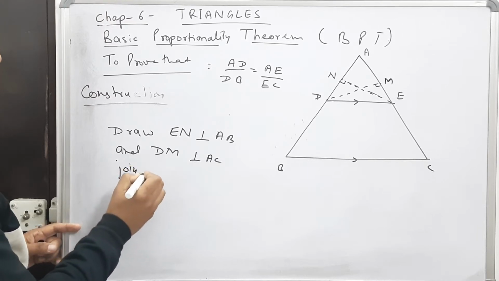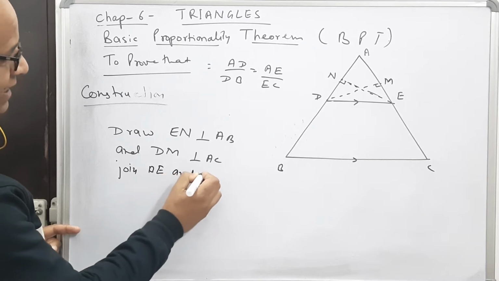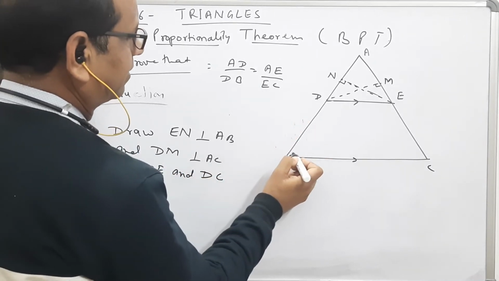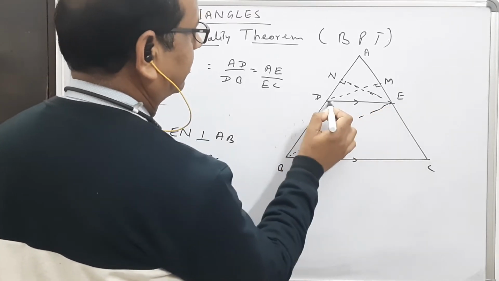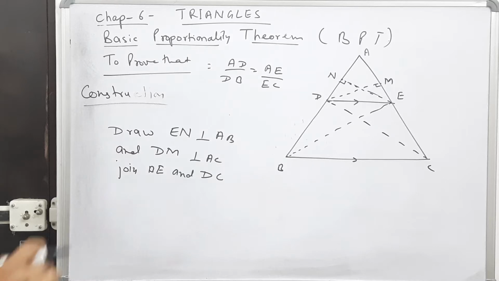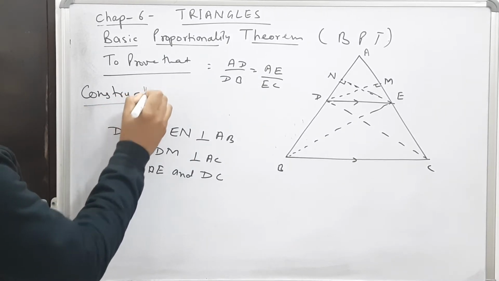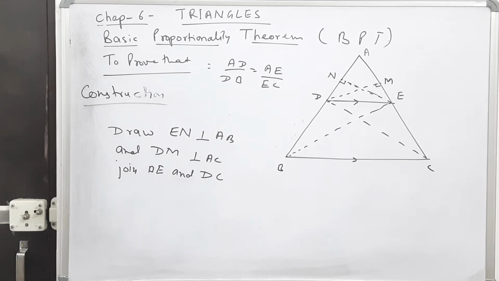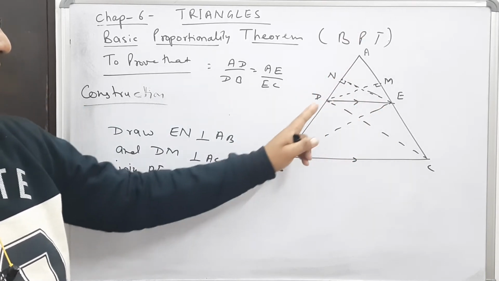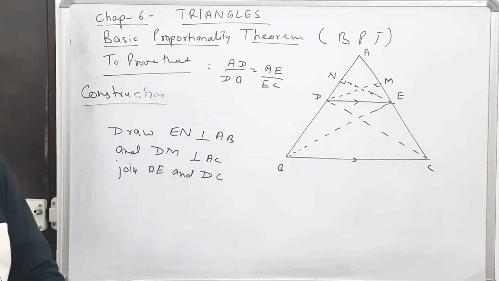Join BE and DC. Join this BE and DC. This is the construction we have done in this particular sum. It is the construction part. Now, this is the perpendicular on AB. This is the perpendicular on AC, and we are just joining these two parts.